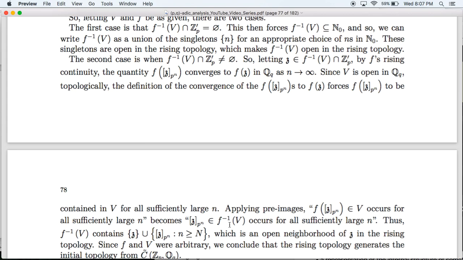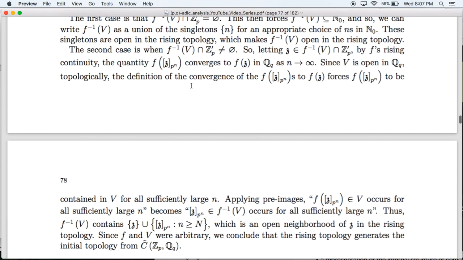And so the preimage of V under f contains z as well as all these preimages, which is an open neighborhood of z in the rising topology. And note that we can do this for every single z that's in this intersection. And so for every single z in the intersection, we then take the union of all those sets. They're all open in the rising topology. So then this intersection is open in the rising topology.